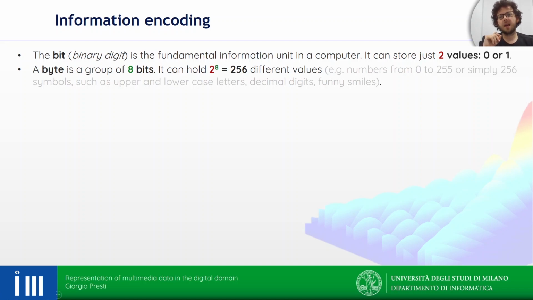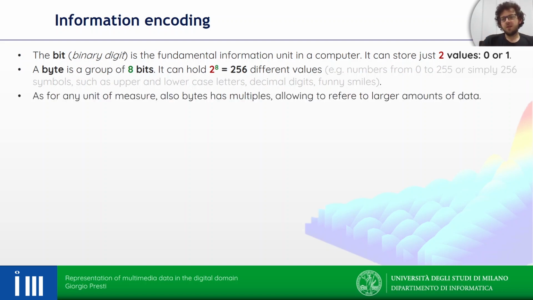A byte is a group of 8 bits, so it can hold two values for each of 8 bits. It means 2 to the power of 8 different possible values. That can be numbers from 0 to 255, or simply 256 symbols, such as upper and lower case letters, decimal digits, or funny smiles. And as for any unit of measure, byte also has multiples, allowing us to refer to a larger amount of data.